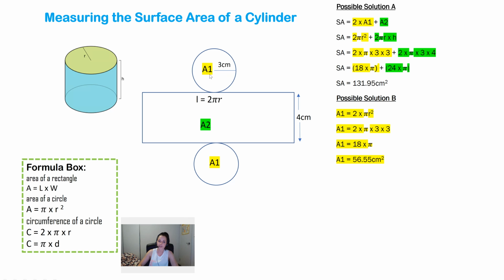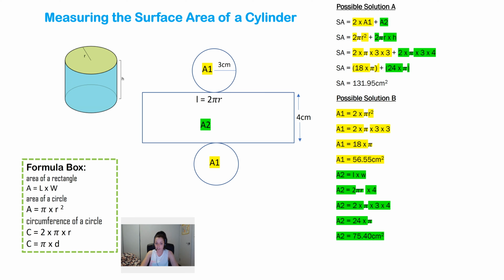That is just for the area of these circles. Then we can do the area of this rectangular part, which is length times width. The length of this part is the circumference of that circle above. So we'll go 2 pi r times 4, which is 2 times pi times 3, the radius, times 4. 2 times 3 is 6, and 6 times 4 is 24. 24 times pi is going to be 75.40 centimeters squared.